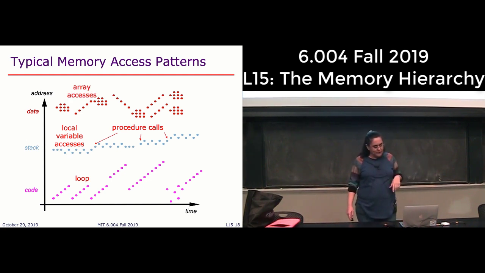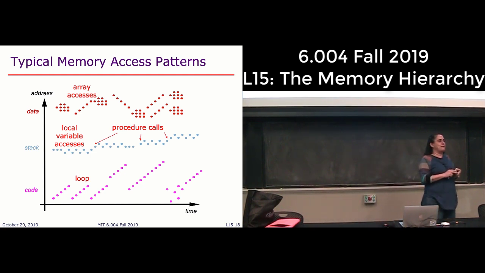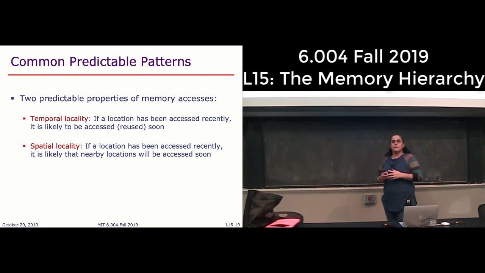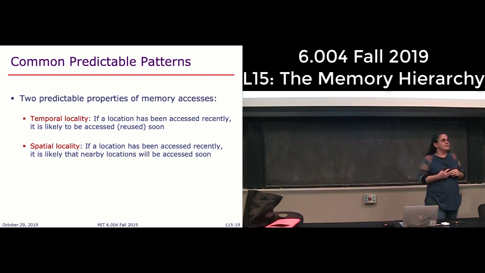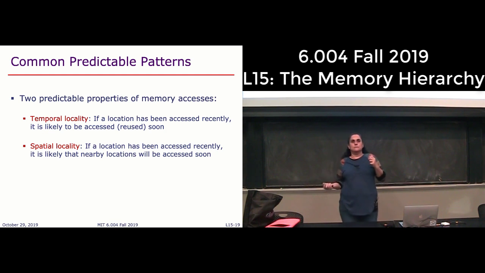Okay, so basically what I'm seeing here is that for my code, my stack, and my data, I'm seeing the same phenomenon. One thing is that if I access something recently, I'm likely to access it again in the near future. And the second is that if I'm accessing something, I'm likely to access something that's nearby in the address space. Okay? And so essentially the way that we summarize that is we call this locality. So we have two forms of locality. One is called temporal locality, and the other is spatial locality.